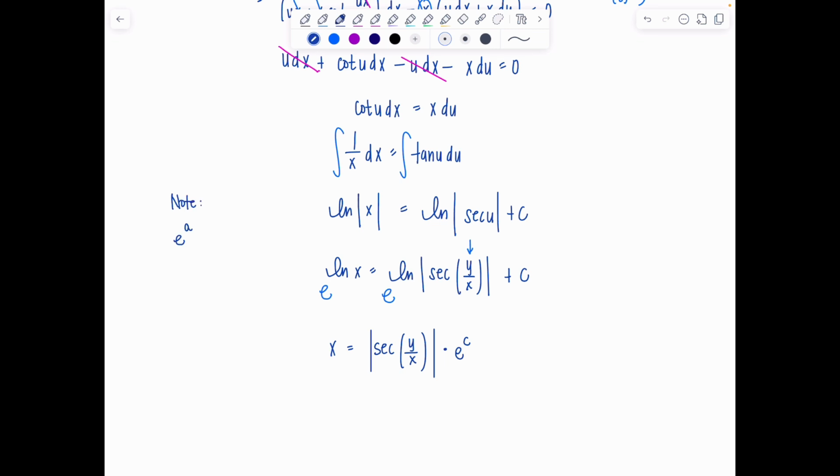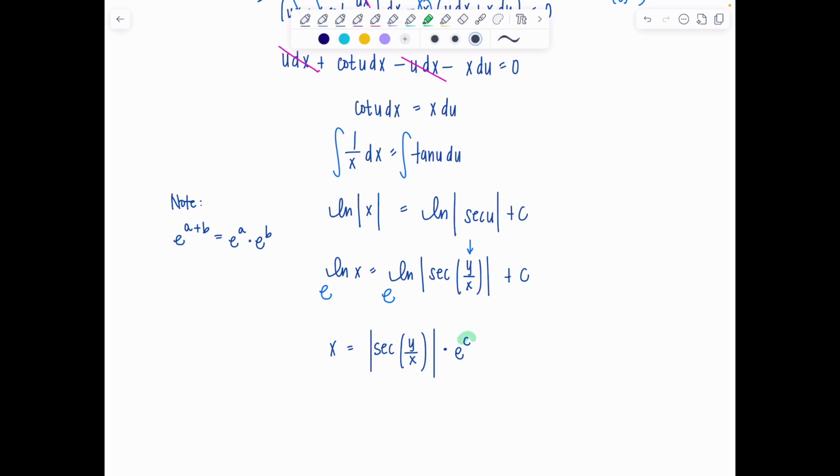Okay, so note e to the a plus b is e to the a times e to the b. Yes? Okay, so think of it this way. All of this is a, all of this is b. So it's going to simplify as e to the a. So those will cancel out. I'm just left with absolute value secant y over x times e to the c. Are we good?